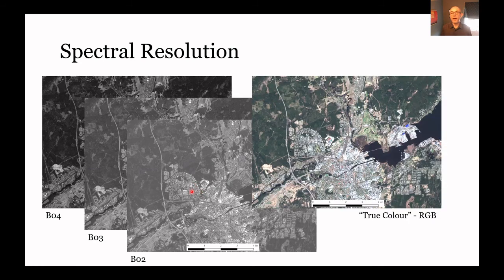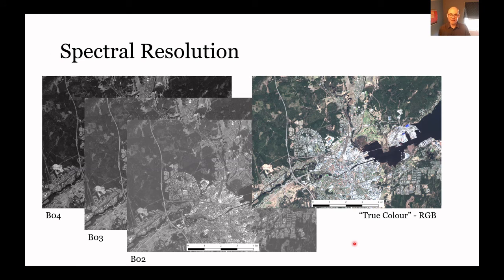And then we can combine this data into a color image. So if we take bands 4, 3, and 2, combine them, we get a so-called true color image. Bands 4, 3, and 2 from the Sentinel-2 data give us the red, the green, and the blue light. And we can combine those to make this color image. This is approximately what we would see if we were up in space looking down.